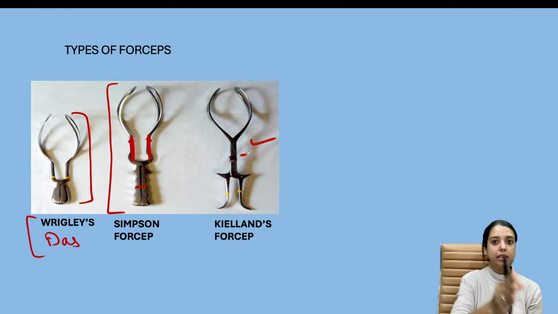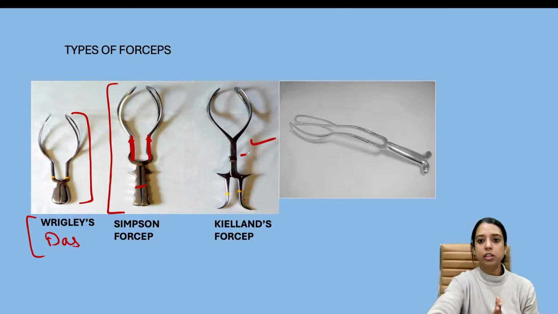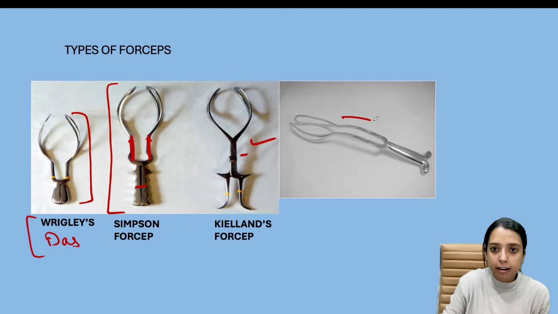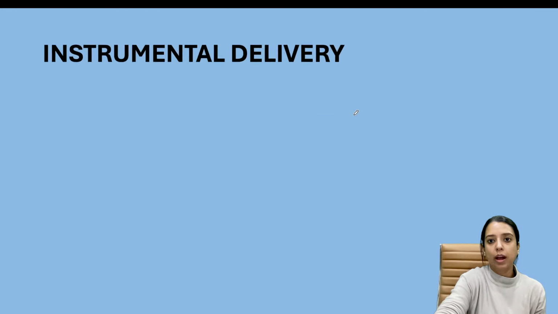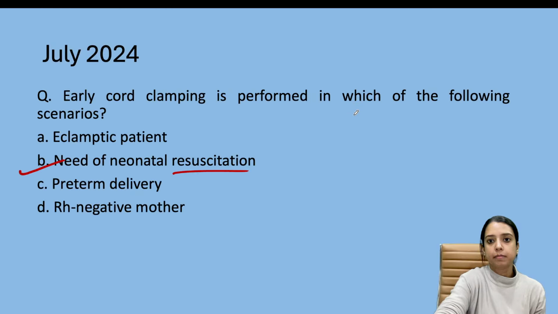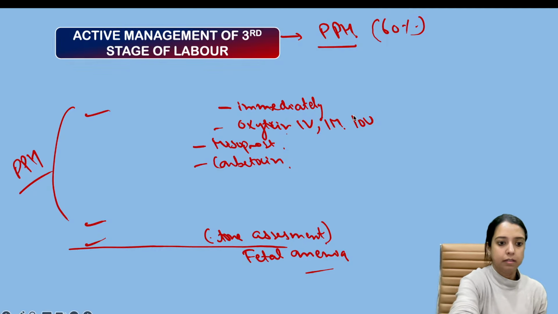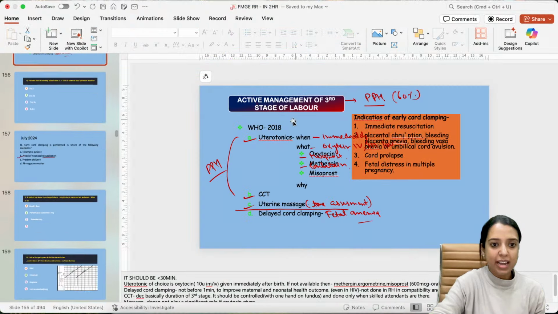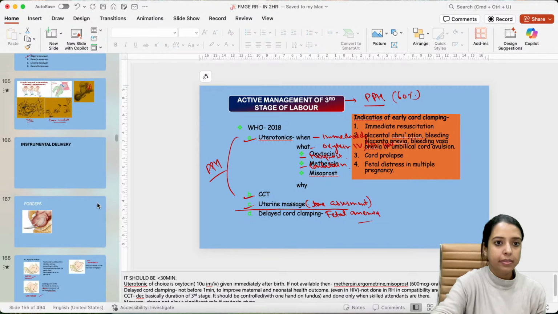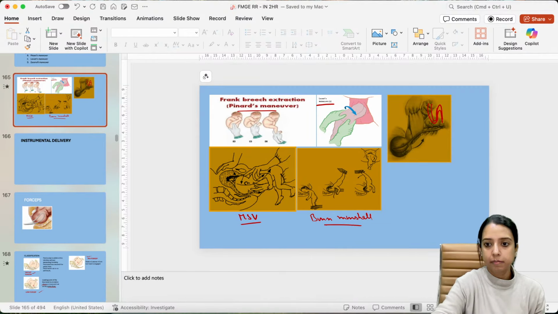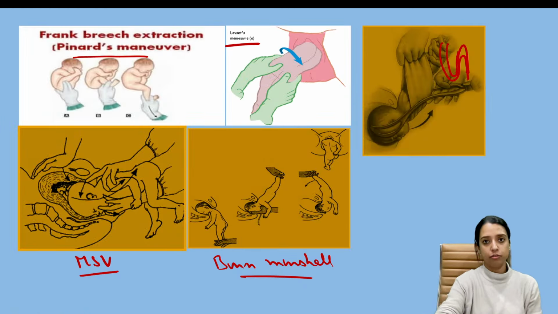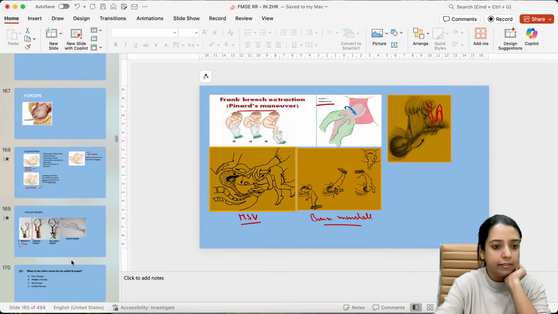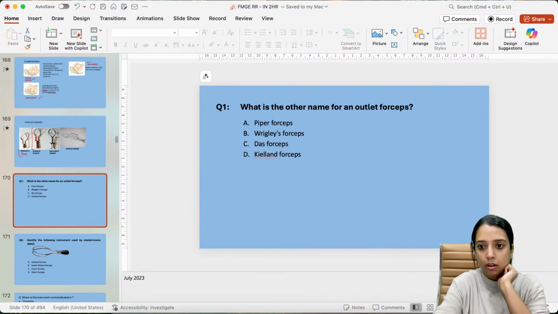Outlet, Wrigley Das, Simpson, Kielland. And one we have just done, the curved one, Piper forceps. Piper forceps is very curved. Because baby's body has to hang, na? Baby's body has to hang here. Because baby's body has to hang on that forceps. That is why the body of this forceps is curved. It is Piper forceps. So learn to identify the forceps because there have been questions.